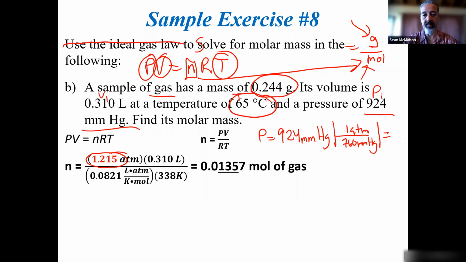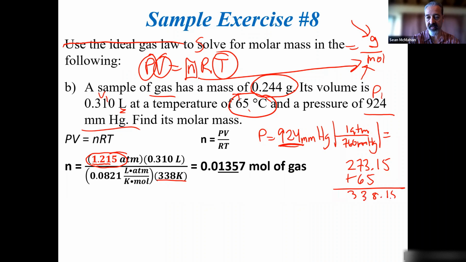Okay? So it's in red for you. Now, I put more than 3 sig figs. Why? I'm trying to avoid round-off error, right? So here's 3 sig figs. I did one more. They gave me liters. How did I get 338? 65 degrees Celsius, so 273.15 plus 65 is 338.15. This went to the ones place, so I put the 338 right there.